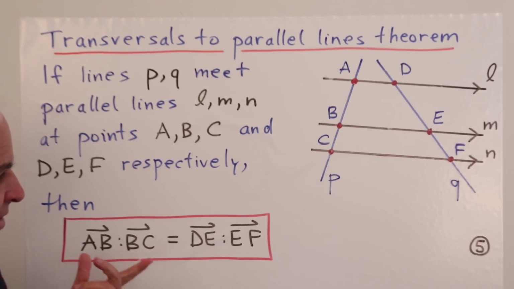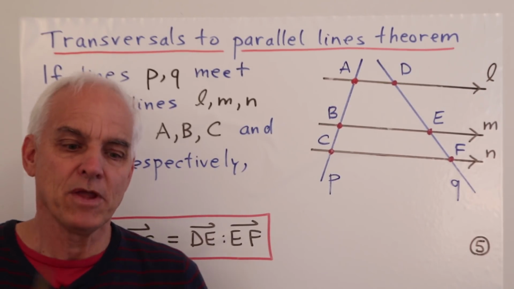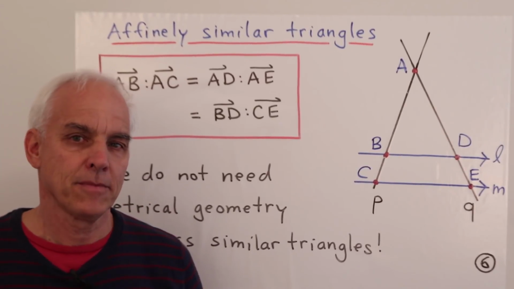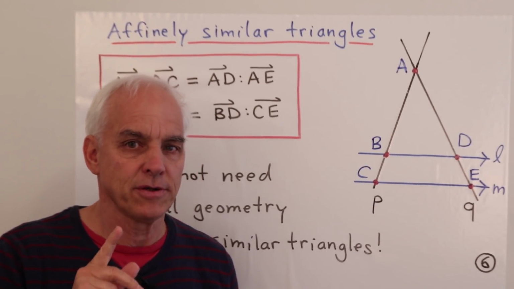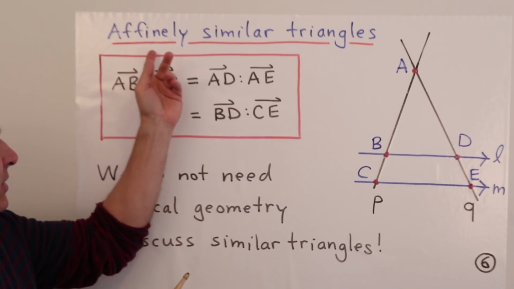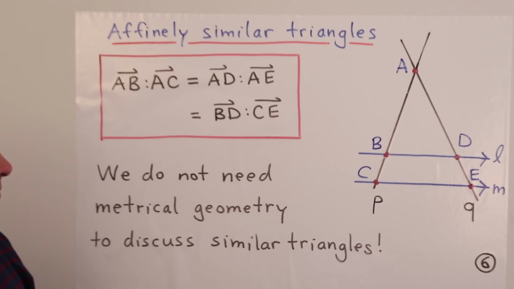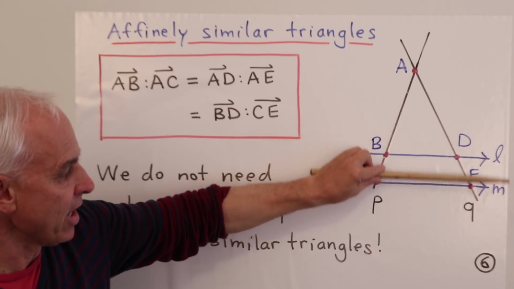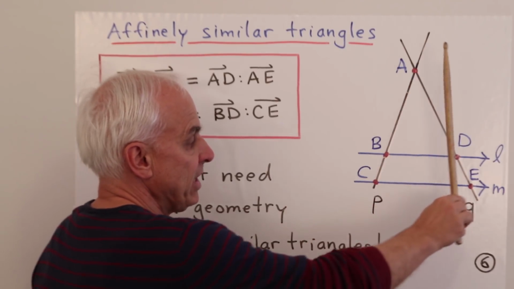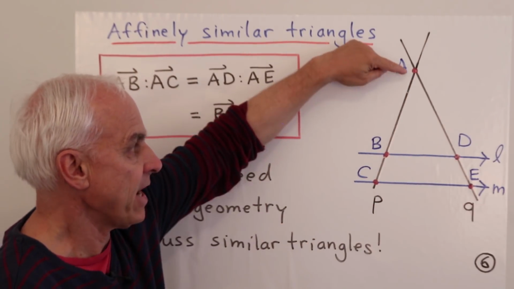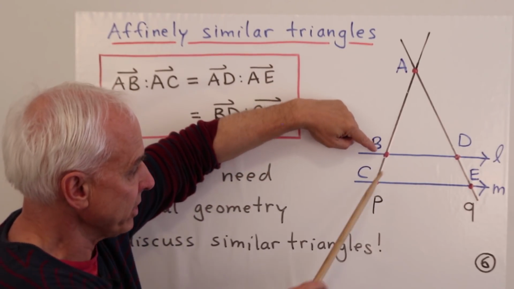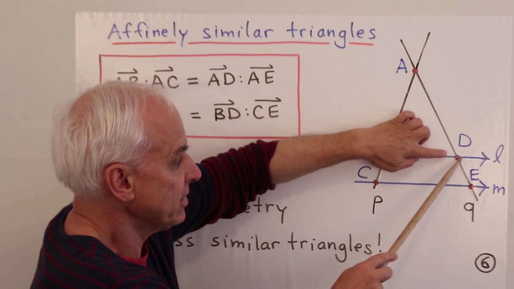It's actually quite a pleasant little theorem. It's really a sort of foundational theorem of affine geometry. And here's a closely related theorem that's really about triangles. We could call it affinely similar triangles. In this case, we have two parallel lines, L and M, and we have still two transversals, P and Q. And they meet at some point A. And they also intersect our two lines L and M at points B and C, say, and D and E.